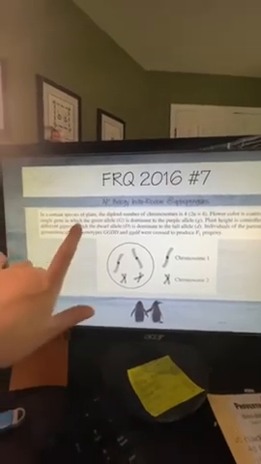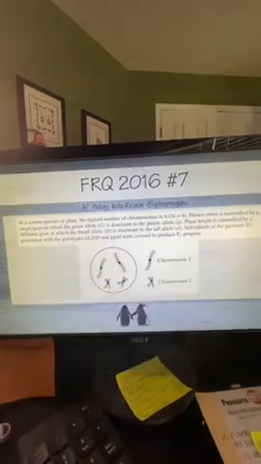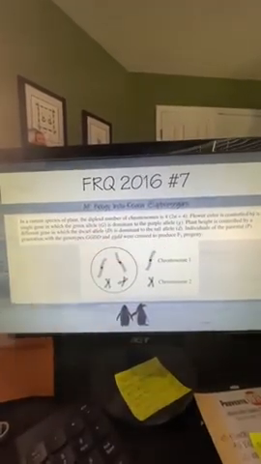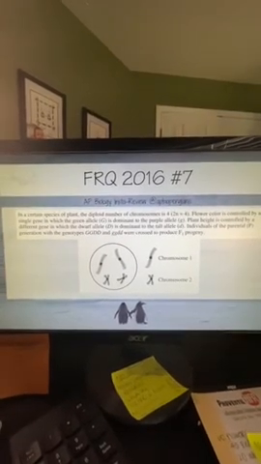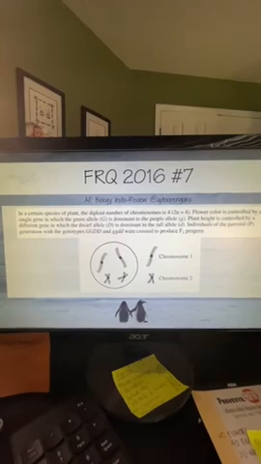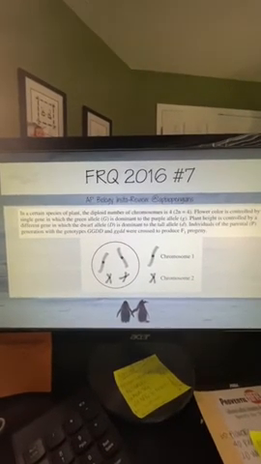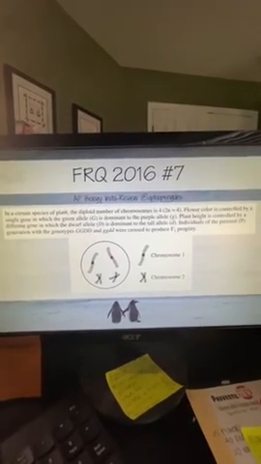So a certain plant has a diploid number of chromosomes of 4, 2n equals 4. Flower color is controlled by a single gene. The green allele is a capital G. It's dominant to the purple allele, which is a lowercase g. Plant height is controlled by a different gene, which the dwarf allele, FYI, that says dwarf, not short. That's going to come into play in a second. Dwarf allele is a capital D, is dominant to the tall allele, which is a lowercase d.